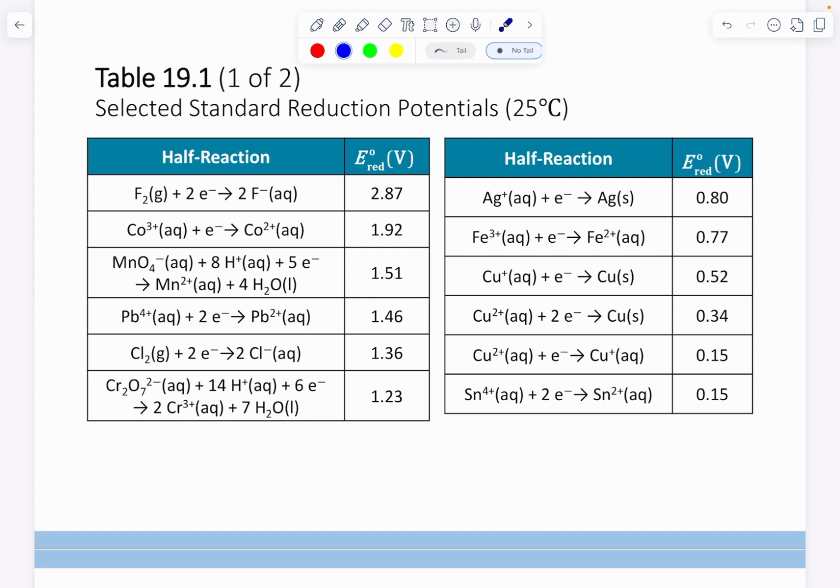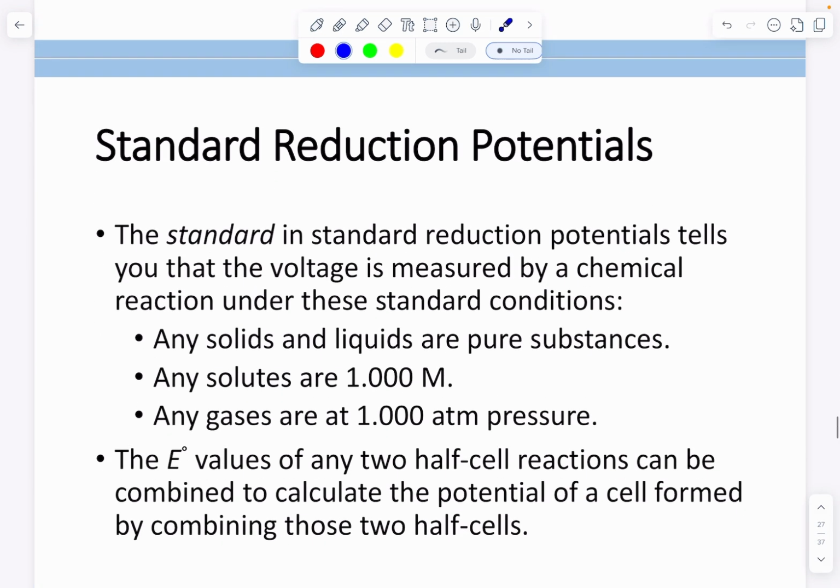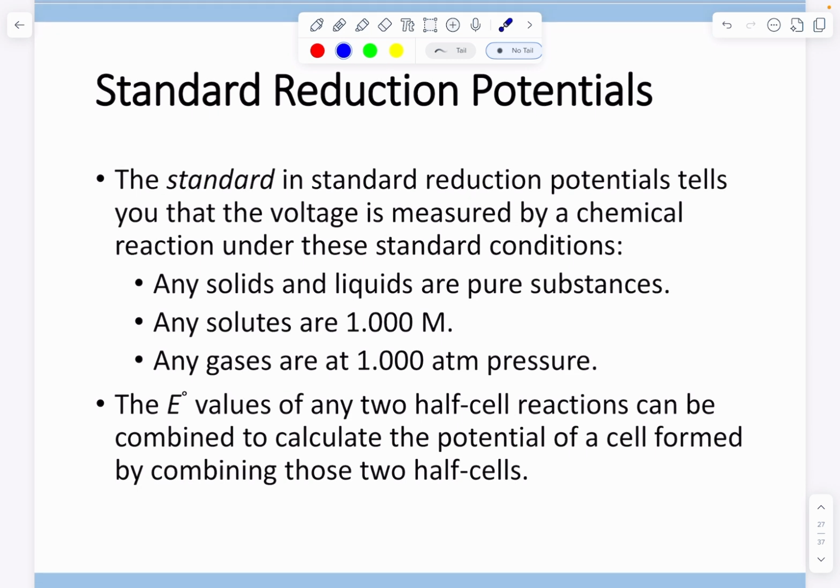Notice that these are all reduction potentials, so the potential for something to be reduced, like F2 gaining 2 electrons to become F minus. This is the reduction potential that would generate. Let's talk about what the standard means in standard reduction potentials, as we're getting towards being able to use this in solving a problem.